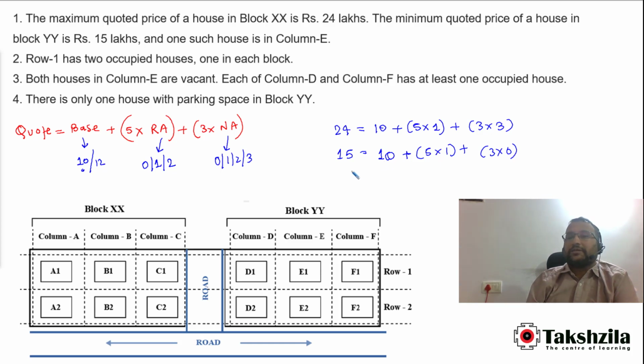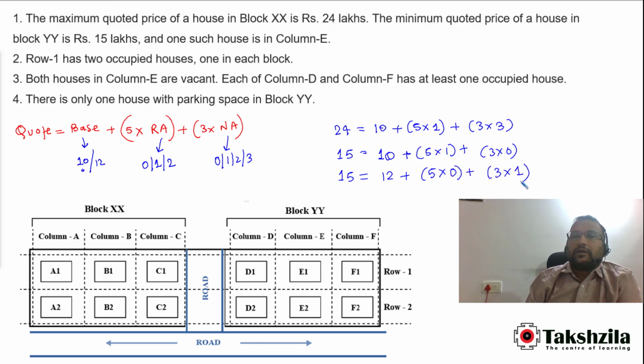Not with the base price 10, but if the base price is 12 lakh, then it is going to be 0 into 1, then 5 into 0. Hold on. The road adjacency value is 0 over here and the neighbor adjacency value is 1, so 3 into 1 is equal to 3. So for the 15 lakh, there are two possible combinations.